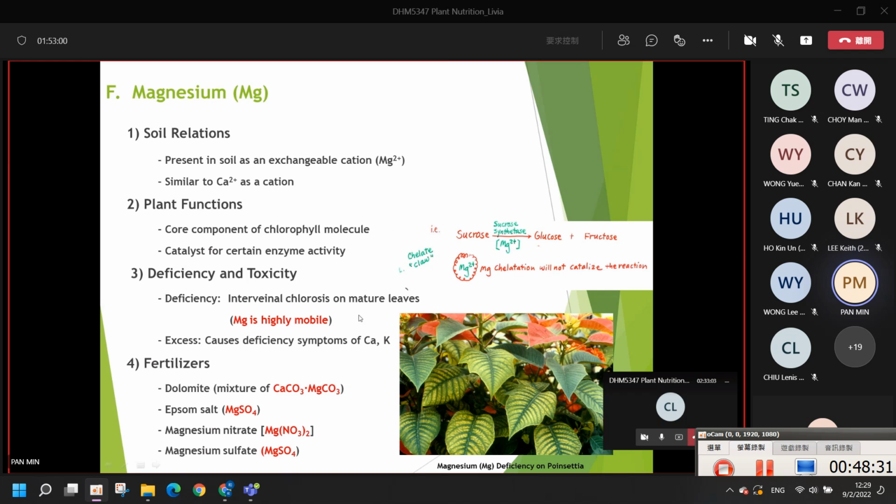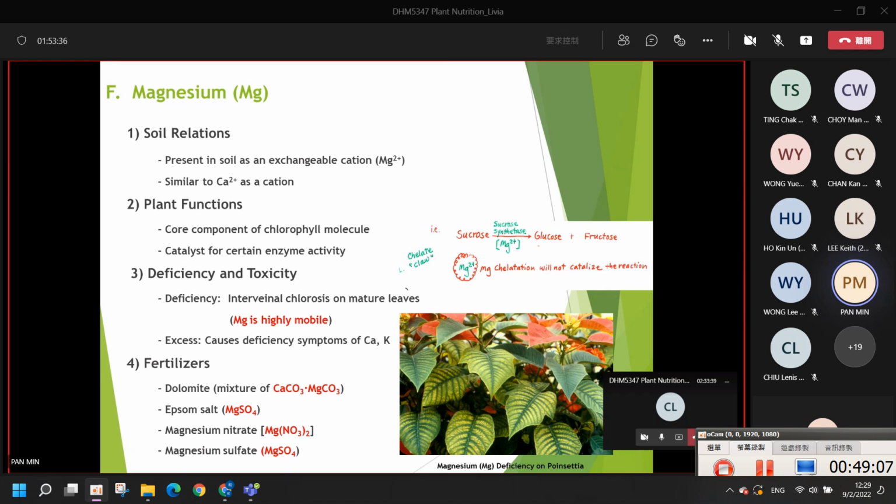So the symptom will first show in the old leaves or old shoots, and this causes the main symptom of magnesium deficiency, interveinal chlorosis. Here, very significant interveinal chlorosis, or yellowing between the leaf veins, which stay green, gives the leaves a marbled appearance due to magnesium's mobile nature.